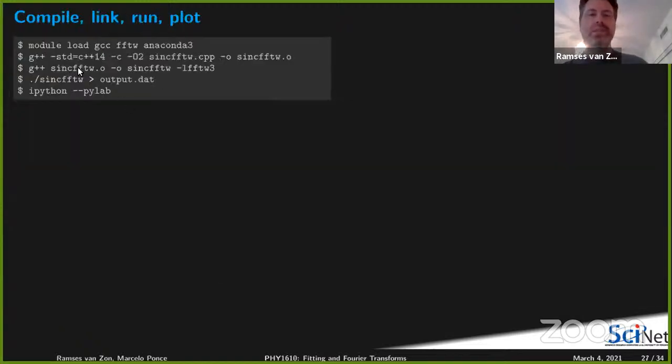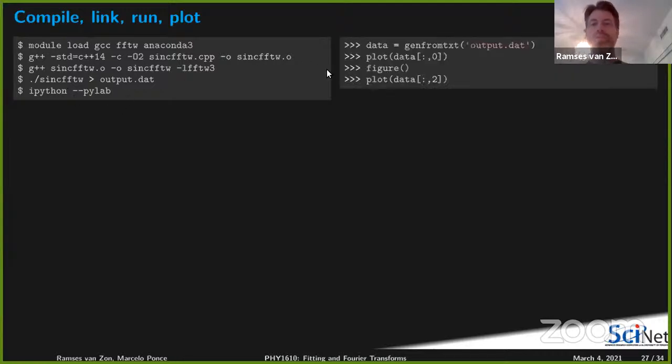On the teach cluster, if you want to do that, I'm going to plot using Python. I chose to use the Anaconda module for that, only for the plotting with Python, not for the code. The code just needs GCC and FFTW. I'm compiling the code, then linking it. The link command has -l FFTW3 as the library name, but other than that, it works. I'm writing the output to a file, and then I'm going to use IPython to print it as a plot. Doesn't really matter how it's plotted, but I'm going to plot the f values first.